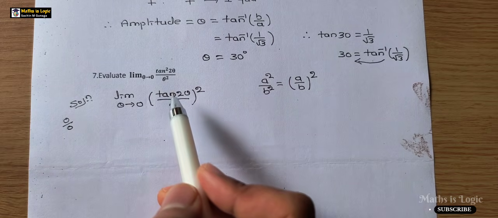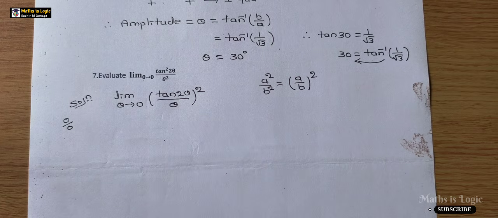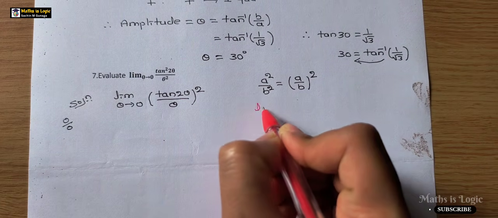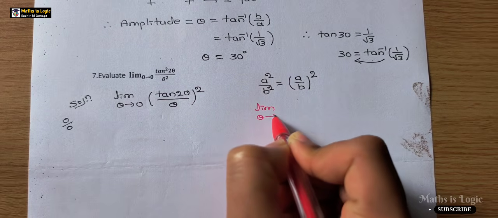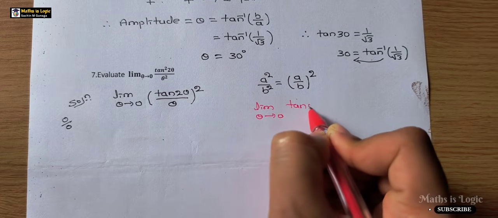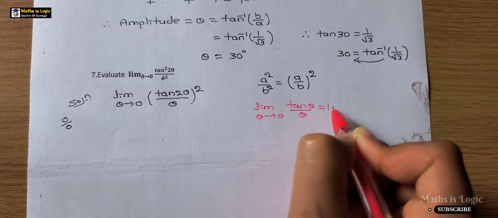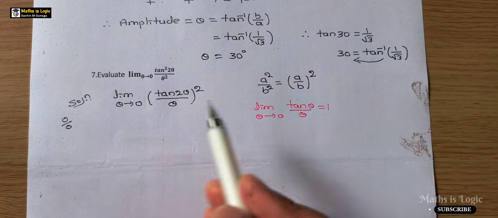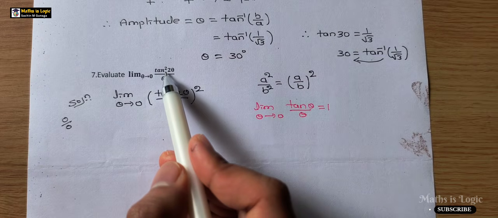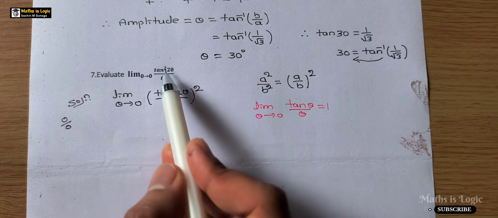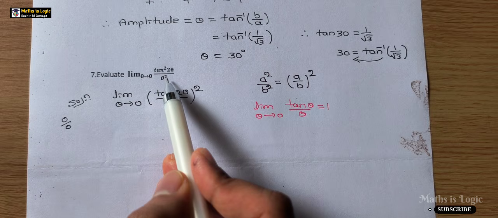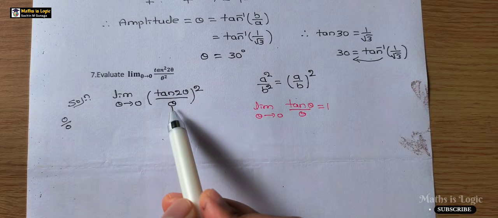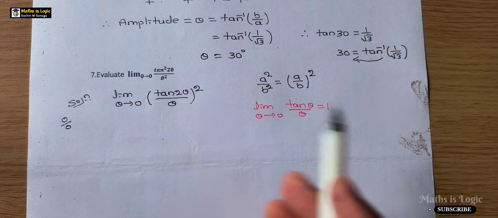Next, further, if we want to do the simplification, we know the standard formula. What is that standard formula? Limit theta tends to 0, tan theta divided by theta is 1. If you want to apply this standard formula, first rewrite this. How to rewrite the given question? Tan square 2 theta divided by theta square can be written as tan 2 theta divided by theta whole bracket square.